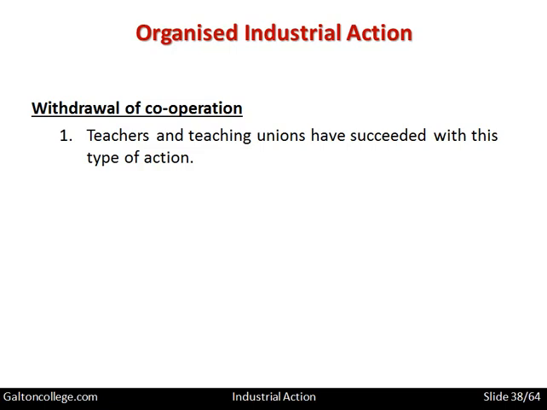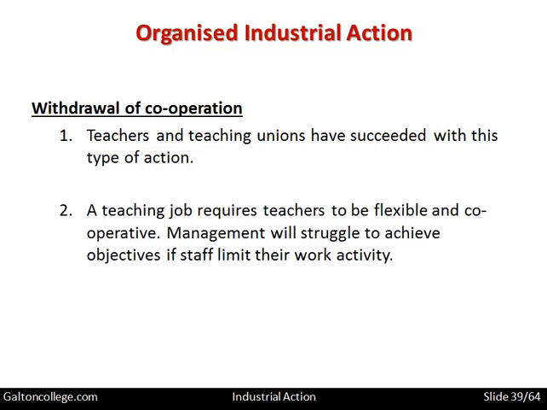Teachers and teaching unions have succeeded with this type of action. It happens from time to time, and sometimes key unions can use this type of action. For example, teachers might agree to just teaching the students and nothing else, no administration, for example, or no additional work within the institution. A teaching job requires teachers to be flexible and cooperative. Management will struggle to achieve objectives if staff limit their work activity.